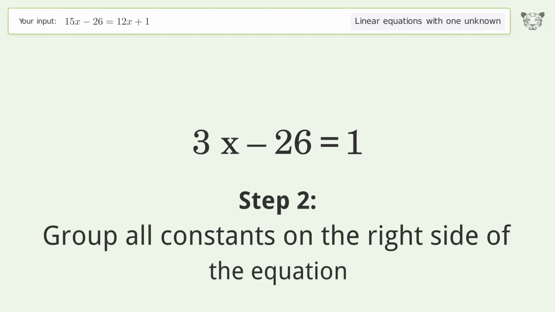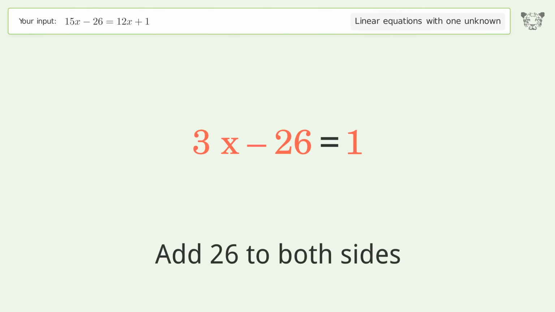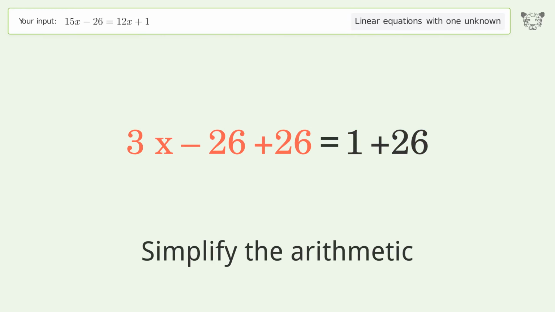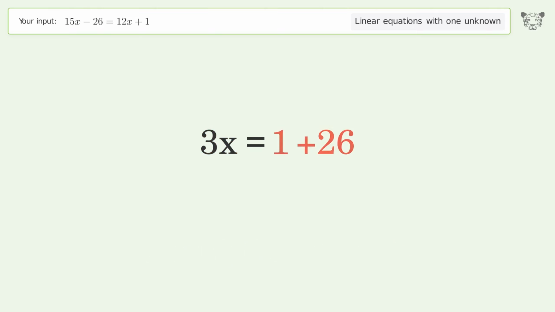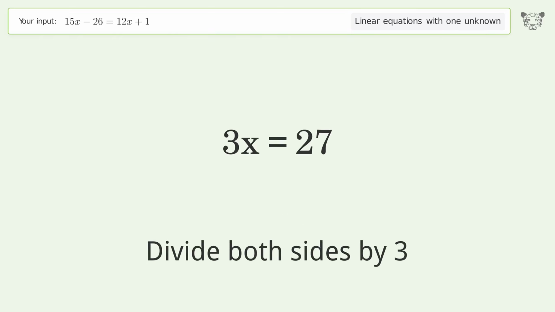Group all constants on the right side of the equation. Add 26 to both sides. Simplify the arithmetic. Isolate the x. Divide both sides by 3.